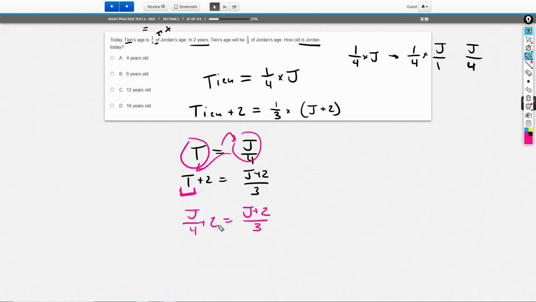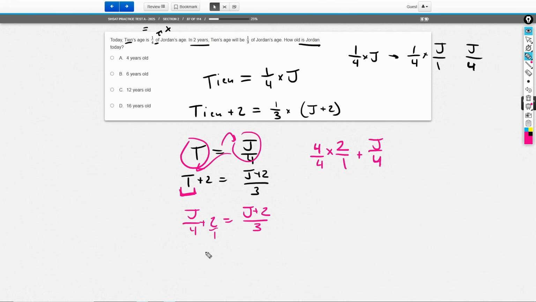Now, look over here. I have j over 4 plus 2. Can I add these? Technically I can because this is 2 over 1. Remember that in order for me to add fractions, I need them to have the same denominator. So how can I add 2 over 1 and j over 4? Well, 1 and 4, what's the lowest common denominator? 4. So how do I turn 1 into 4? I just multiply by 4 over 4. Cool trick, if your denominator is ever 1, the lowest common denominator is the other denominator, okay?